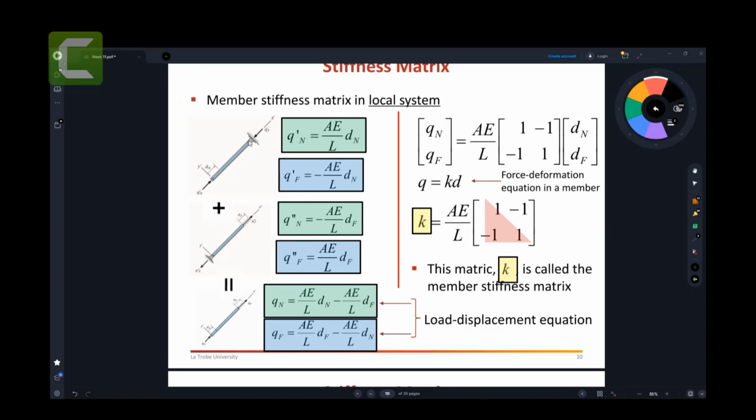Let's take one rod, one member, and let's fix one end. And on the other end, let's pull it by the force Qn. N meaning near node, right? That is the near node. So when I push it, it will be deformed by Dn. So if I hold this one and push this one, it is going to deform by Dn.